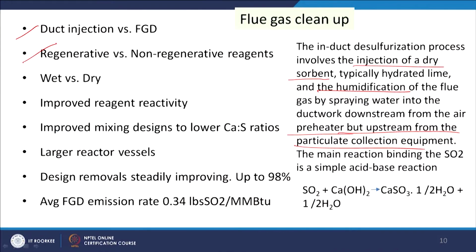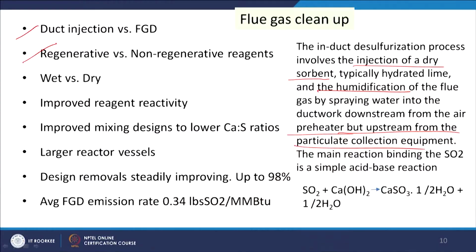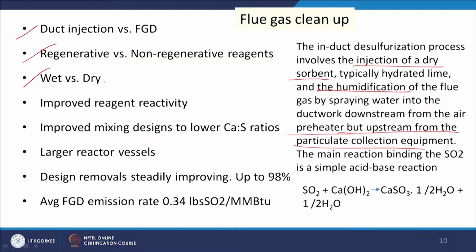Now, regenerative and non-regenerative reagents: we can use reagents which are regenerative in nature, so that it will help the economy of the process. Wet and dry methods are there. Wet method flue gas cleanup is used, and the dry method has also been developed in recent years. If we want to use the wet process, then we have to reduce the temperature of the flue gas, and the dry process can remove the pollutants at high temperature also. That is why there will be some variation in the economy also.